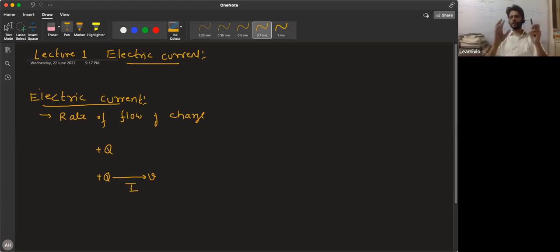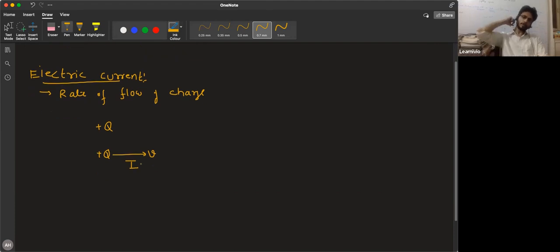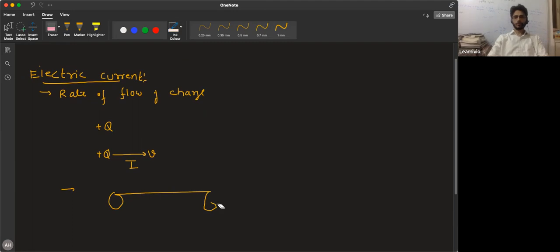If your charge is at rest, then it's only charge. It will generate electric field, it will generate electric force, it can generate electric potential energy. But if the same charge starts moving, then it's the source of current. Then this moving charge will generate current. So current is nothing but the flow of charge. So to write the formula of current, what we do is we take a conductor.